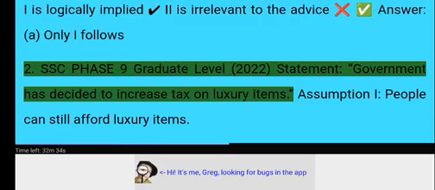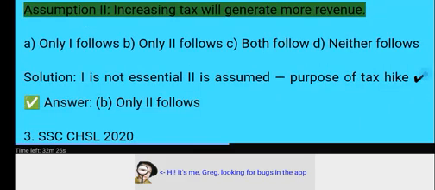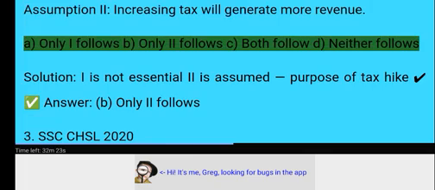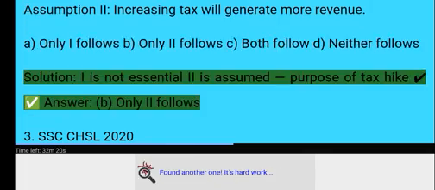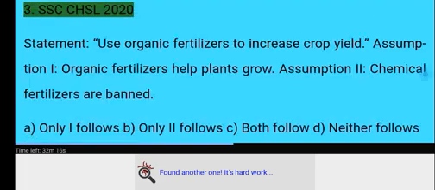2. SSC Phase 9 Graduate Level 2022. Statement: Government has decided to increase tax on luxury items. Assumption I: People can still afford luxury items. Assumption 2: Increasing tax will generate more revenue. A. Only I follows. B. Only 2 follows. C. Both follow. D. Neither follows. Solution: I is not essential. 2 is assumed, as it is the purpose of the tax hike. Answer: B. Only 2 follows.